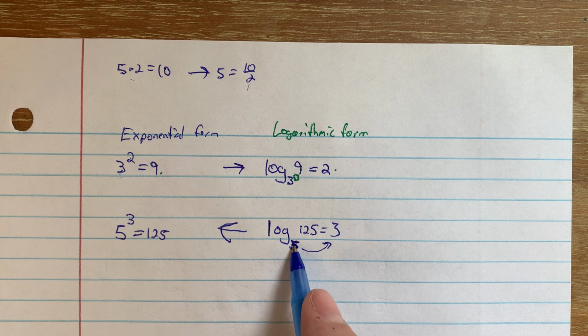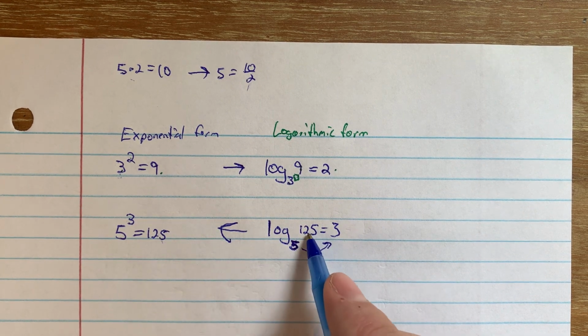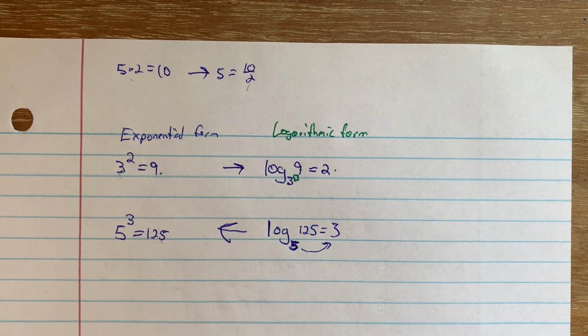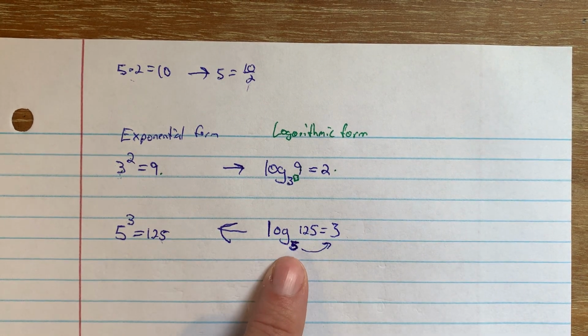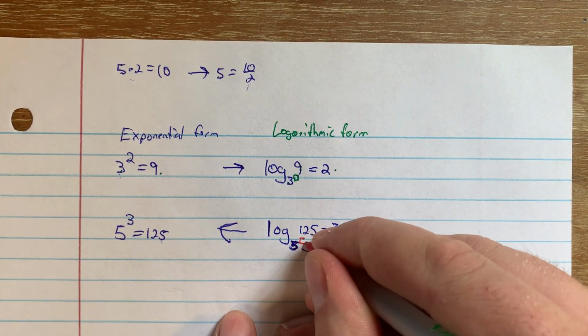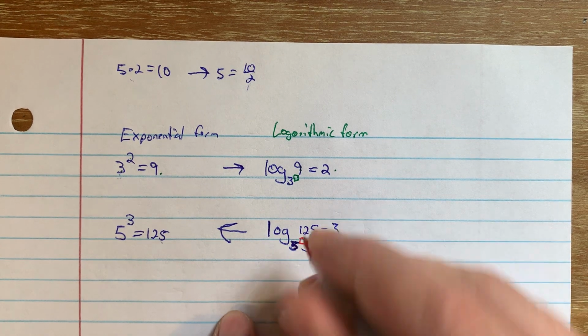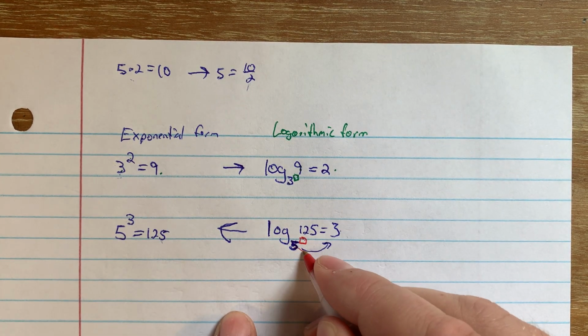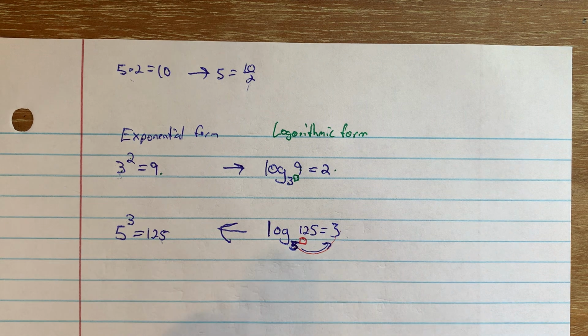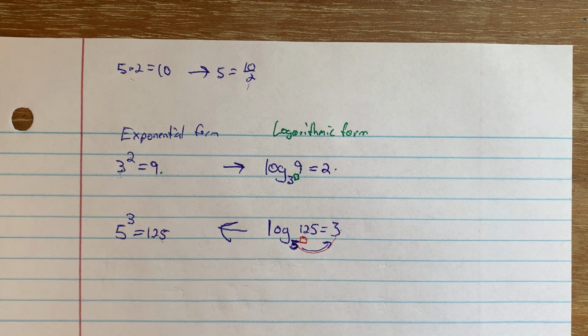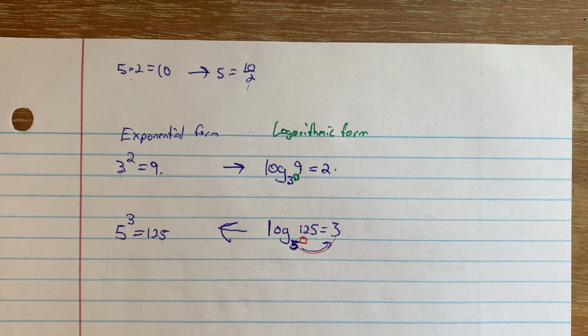You'll notice that the 3 and the 125 kind of switched when we went from exponential to log form. And this should make sense, right? This is asking us what power needs to go on 5 to get to 125. The answer is 3. So 5 to the 3 power gives us 125. This will be useful next class when we get to our properties of logarithms, which will be super useful.